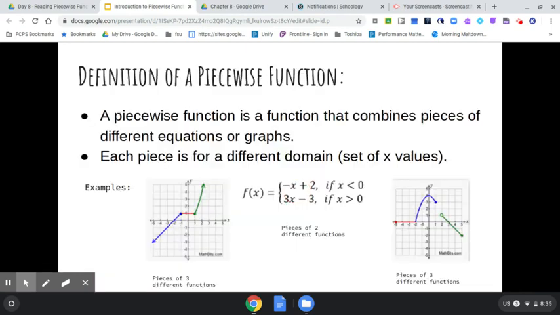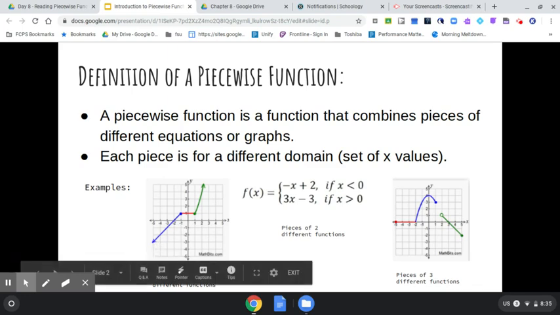Here's the definition. A piecewise function is a function that combines pieces of different equations or graphs. Each piece is for a different domain or set of x values. We have three examples pictured on the bottom of this slide. The first example, we have three different pieces of graphs together in this piecewise function. The blue is a linear function, the red is a constant function, and the green is a nonlinear function.